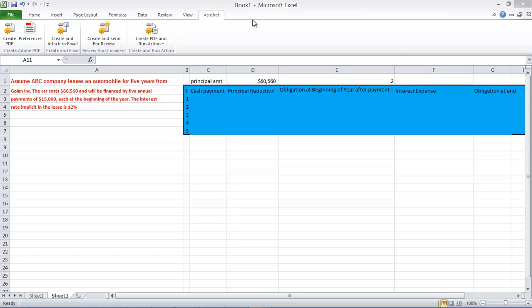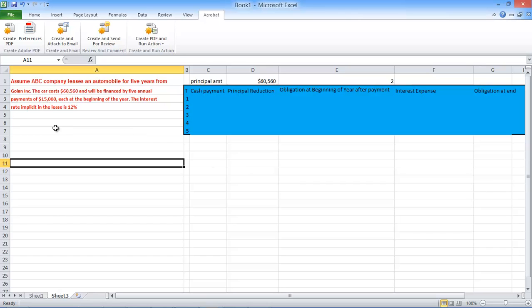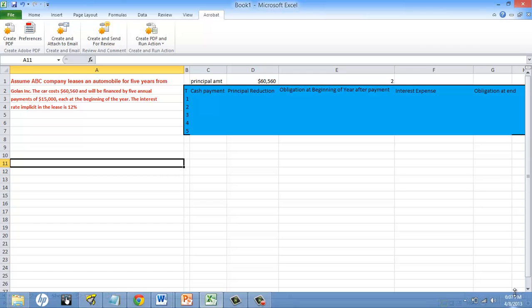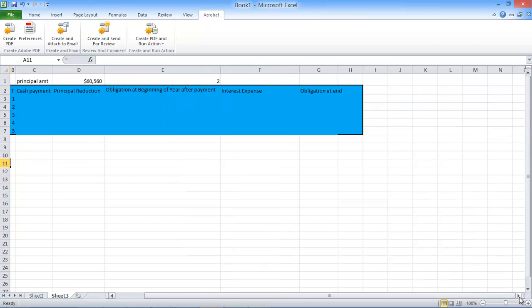We're going to see how we can do some accounting for leases. So this is a financial lease, and this is your amortization schedule here, and we'll have to put in the numbers.